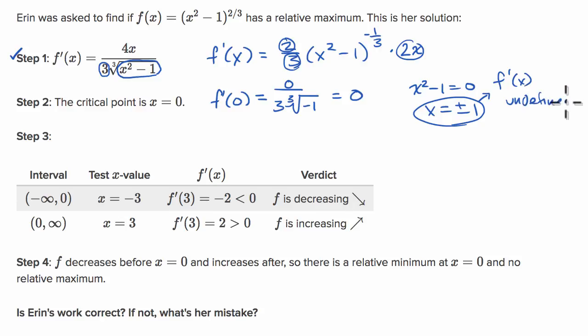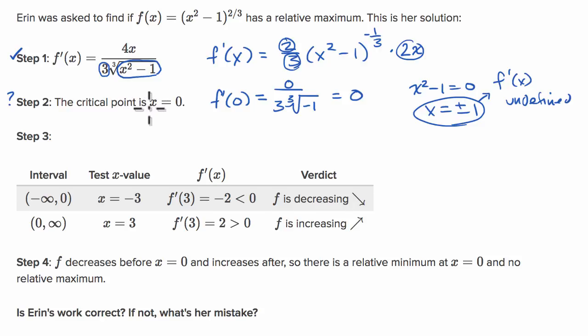undefined. So I'm not feeling good about step 2. It is true that a critical point is x equals 0, but it is not the only critical point. So I would put that there. And the reason why it's important, you might say, well, what's the harm in not noticing these other critical points? She identified one. Maybe this is the relative maximum point.